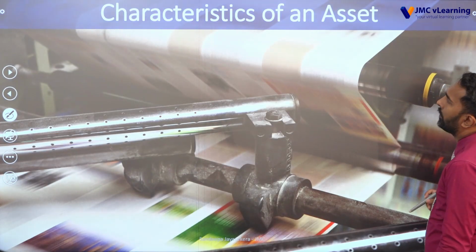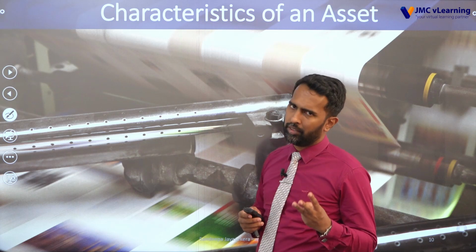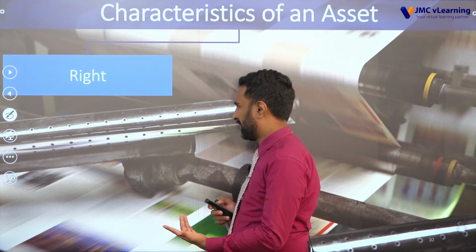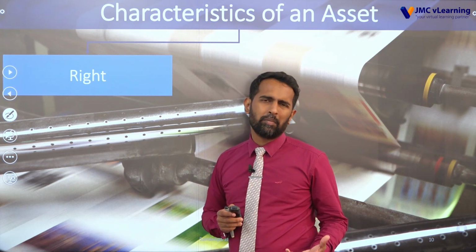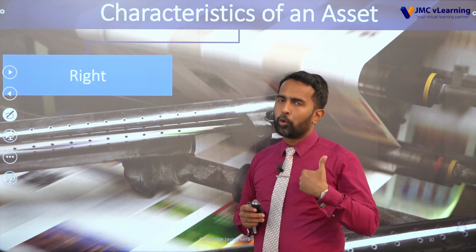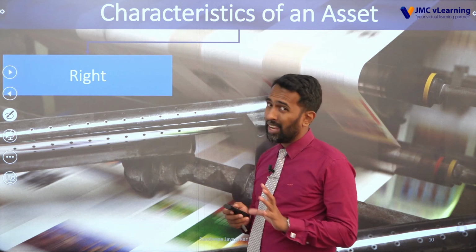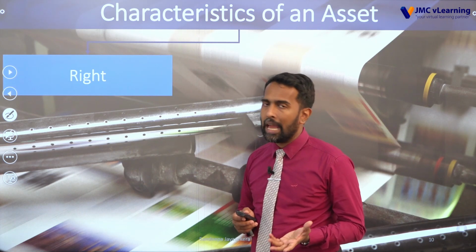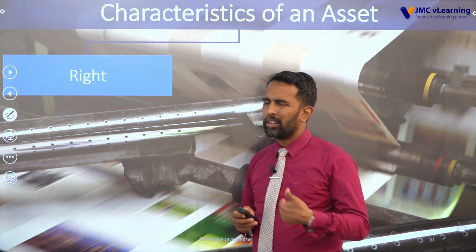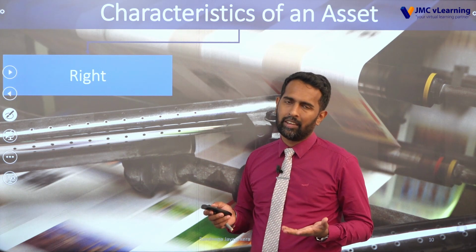Let's look at the characteristics of assets. There are three main characteristics of assets. Let me explain. First one is right. Right means there should be an entitlement, there should be a hold. It need not always be a legal right, because in accounting we look at the economic reality rather than the legal reality. So the right can be a legal right or a leasehold right, both can be accepted, or even a rental right.